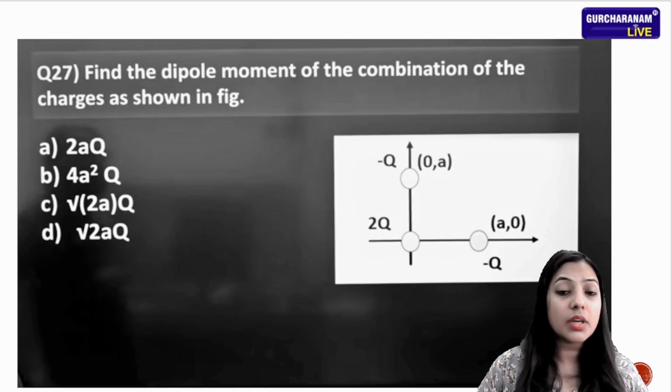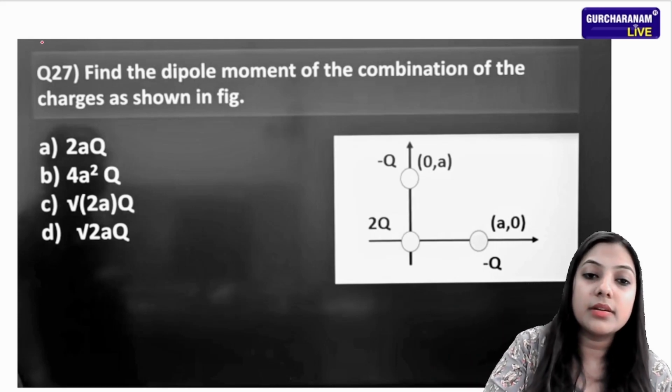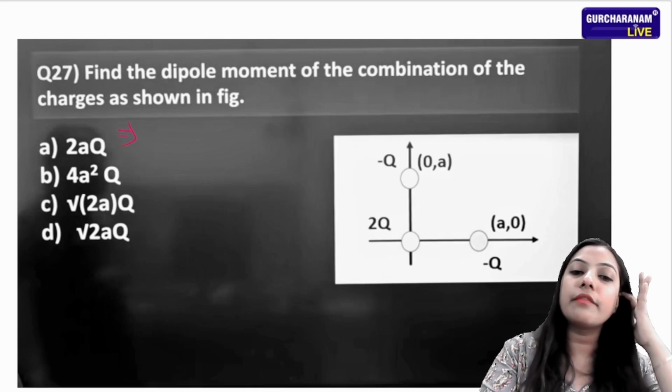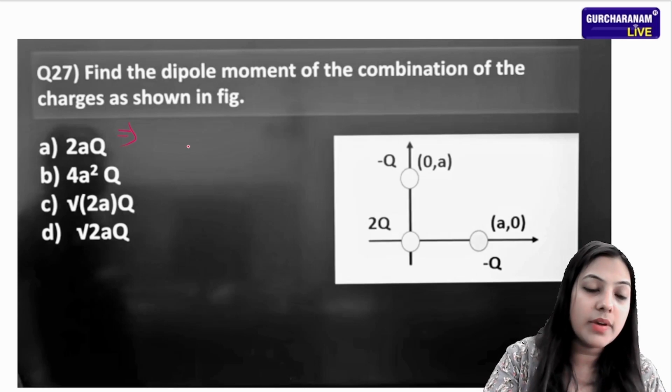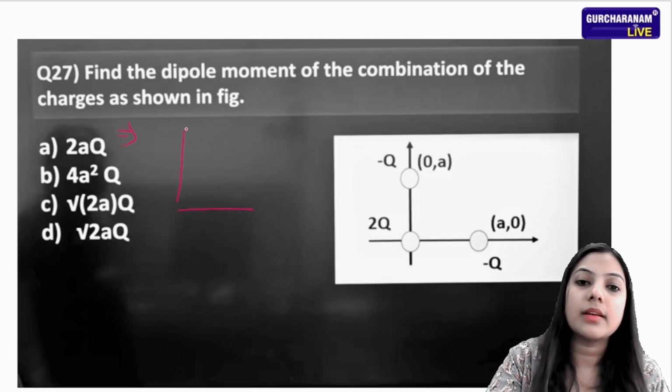So how will we find the electric dipole moment? First of all, we can break this diagram. How can we break this? Like this. This is Q. This is minus Q charge. This is Q charge.